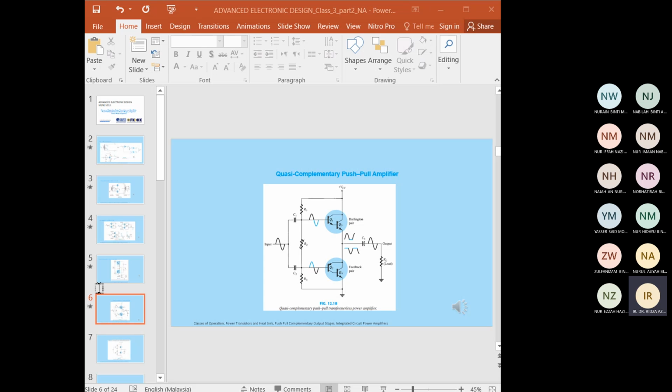And for the single input signal, the input signal will be applied to the push-pull stage. So this will result in a full cycle output to the load. Therefore, the quasi complementary push-pull amplifier is among the popular ones in the group of power amplifiers, right?